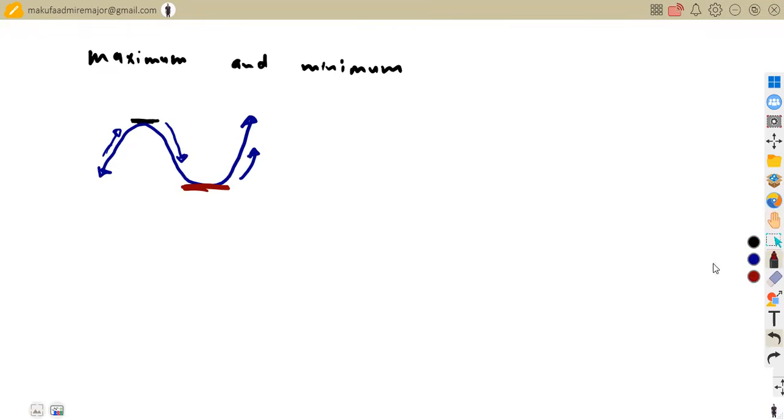So at this point, the function has reached its maximum value. There is no movement at this point. So it's a turning point having a maximum value, and this one is a turning point having a minimum value in terms of y.